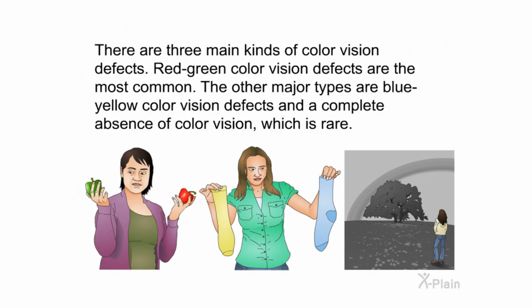Summary. There are 3 main kinds of color vision defects. Red-green color vision defects are the most common. The other major types are blue-yellow color vision defects and a complete absence of color vision, which is rare.